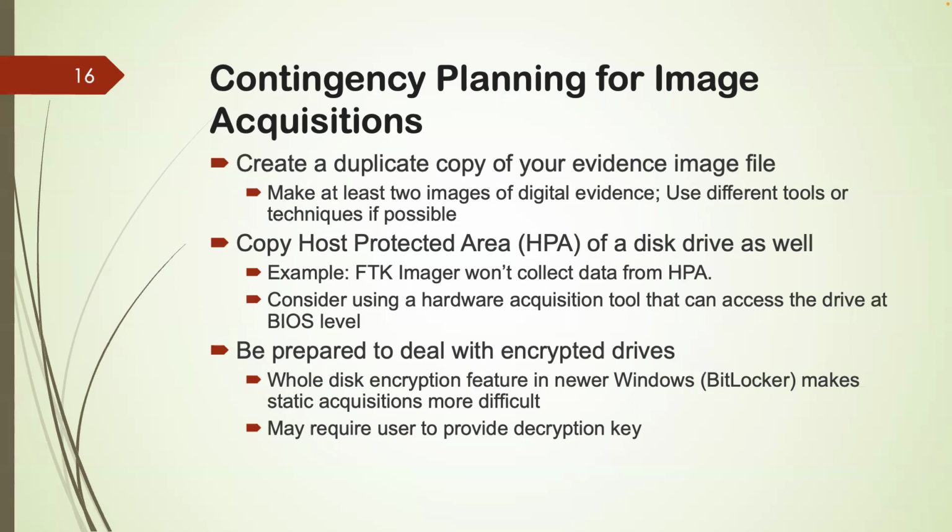So the first thing is to create a duplicate copy of your evidence image files. Once you acquire the data, make sure you make duplicate copies, check them, and compare the hashes to make sure that everything is all right. The second thing is to copy the host protected area, or HPA, of a disk. I will discuss what this is in a couple of slides. But for now, you just have to understand that when you are copying the data from a hard drive, it's not just the hard drive only. You also need to look at the HP area, or host protected area, on the hard drive as well.